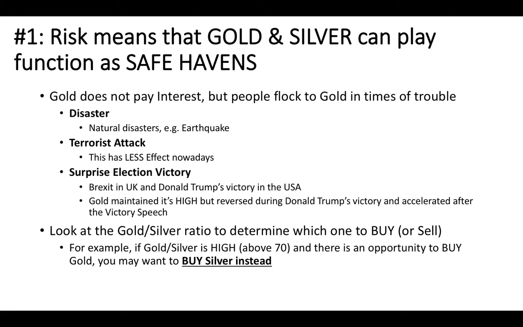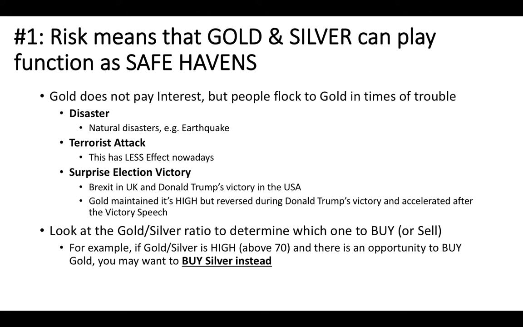So let's go to the first reason. The first reason is that gold and silver can function as safe havens. Yes, although gold and silver do not pay interest, people tend to buy gold in times of trouble. For example, natural disasters, earthquakes. Not only do they buy gold, okay, they also buy safe havens like the Japanese yen.